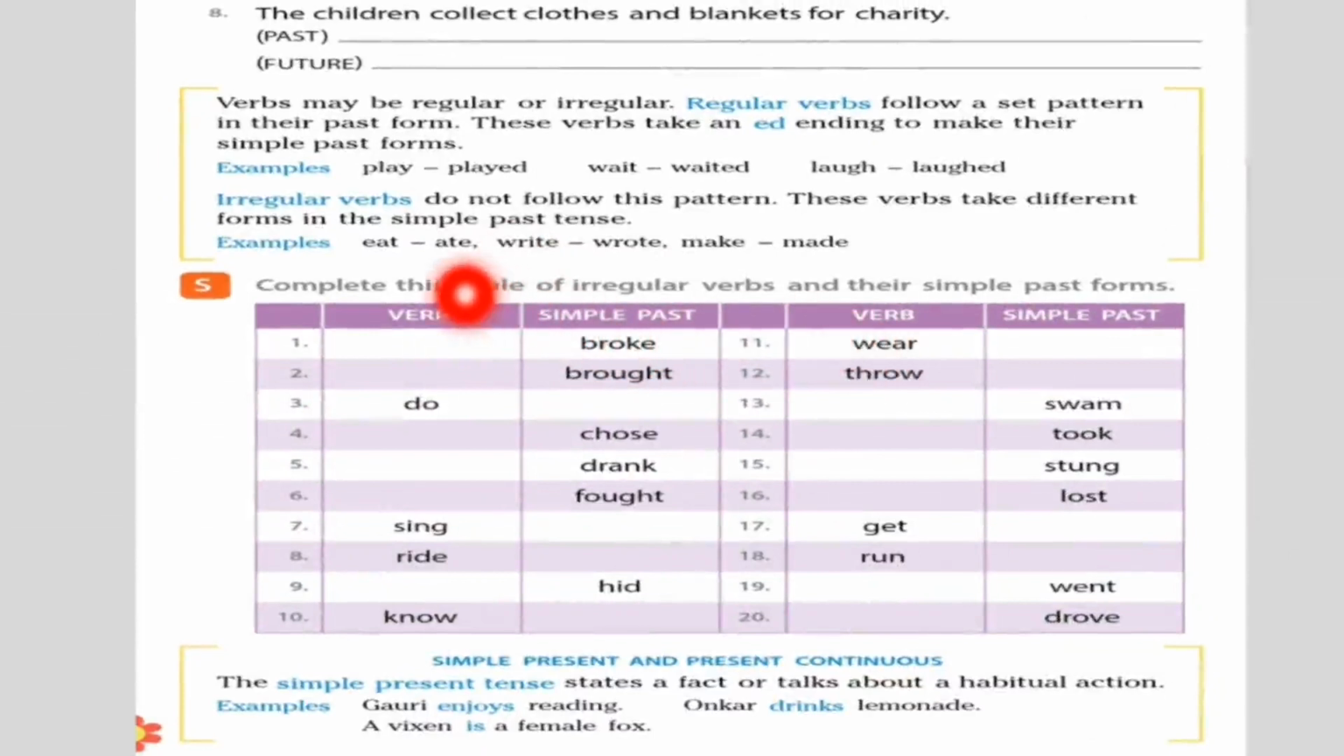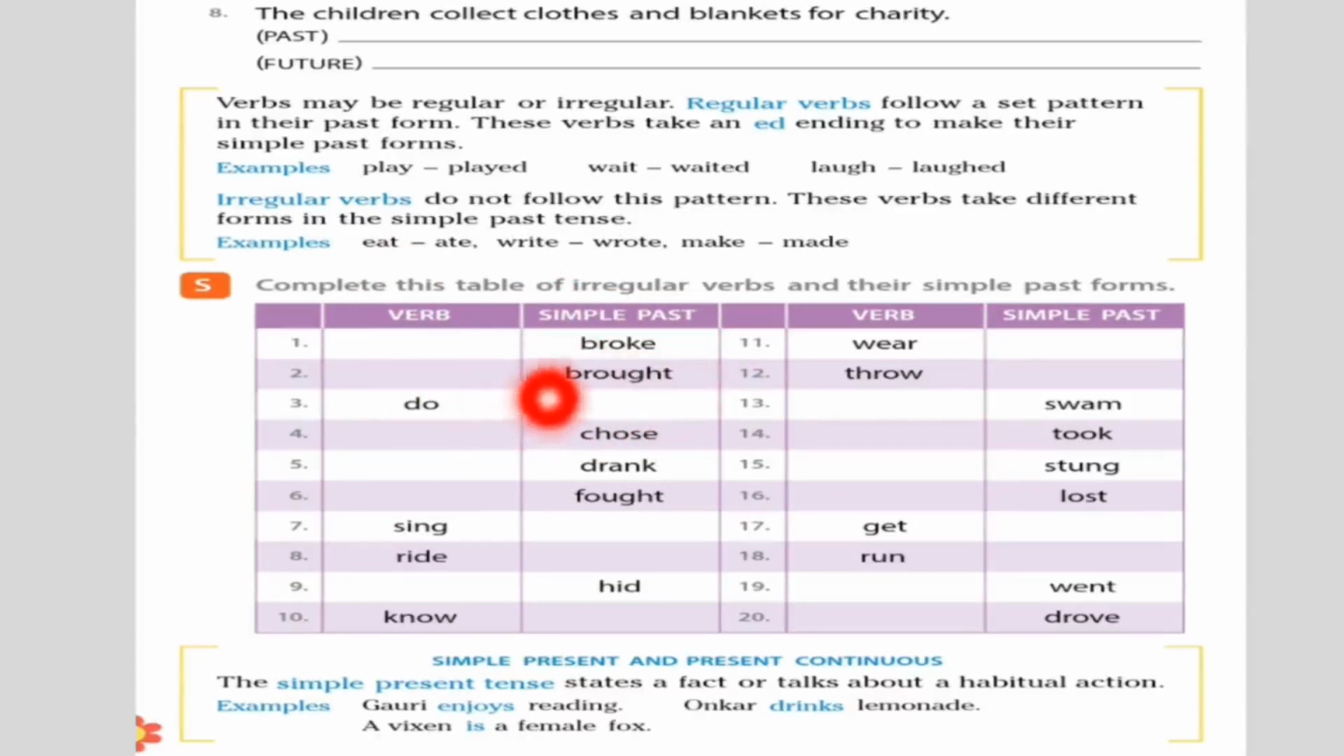Let us complete this table of irregular verbs and their simple past form. Here we have to concentrate on the irregular verbs. This exercise is mainly for irregular verbs, where V1, V2, V3 are entirely different. All three are different, like eat, ate, eaten; write, wrote, written; make, made, like that. So let's see the table.